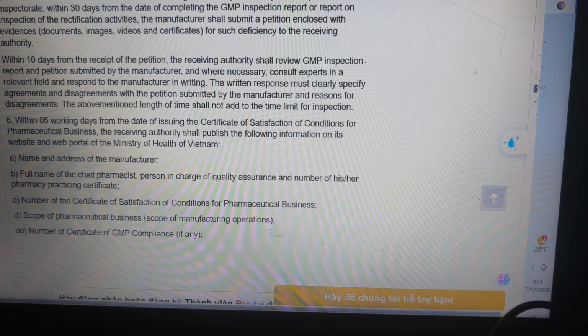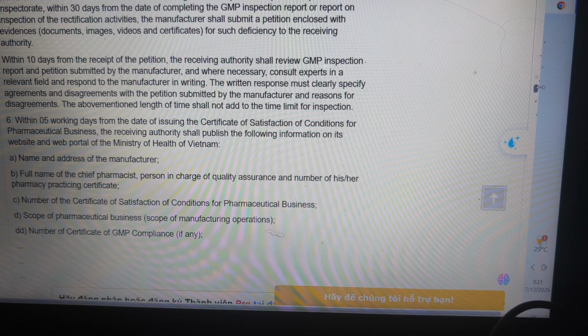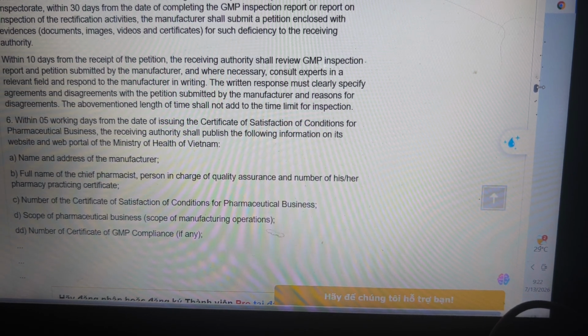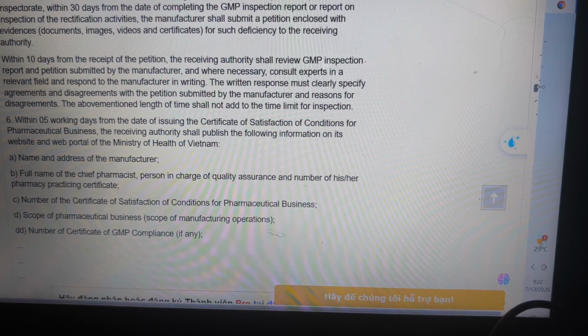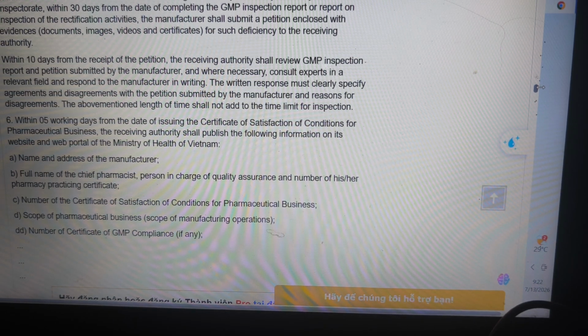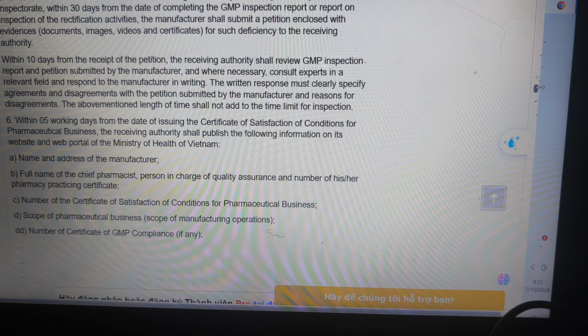Within 5 working days from the date of issue of the certificate of satisfaction of the condition for the pharmaceutical business, the receiving authority shall publish the following information on its website and the web portal of the Ministry of Health of Vietnam: name and address of the manufacturer; full name of the pharmacist in charge of quality assurance, and number of his or her pharmacist practicing certificate; number of the certificate of satisfaction of the condition for the pharmaceutical business; scope of pharmaceutical business, scope of the manufacturing operation; number of the certificate of GMP compliance, if any.